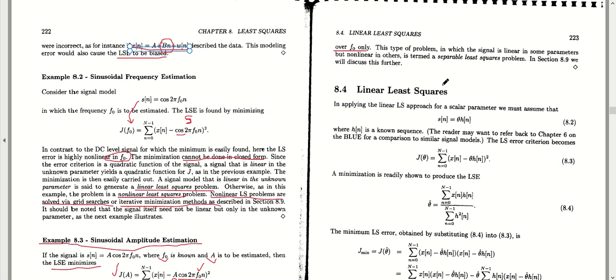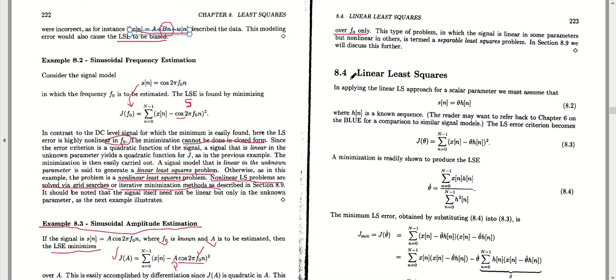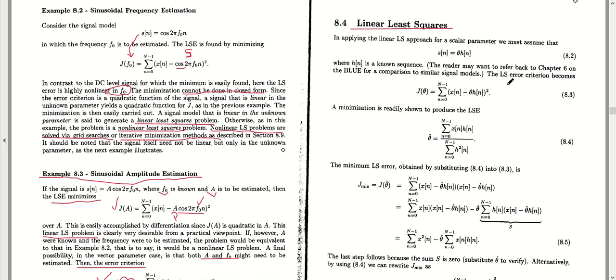All right, let's start from linear least squares. In applying the linear least squares approach for a scalar parameter, we must assume that s is a linear function of the unknown parameter theta, and this h has to be a known sequence.